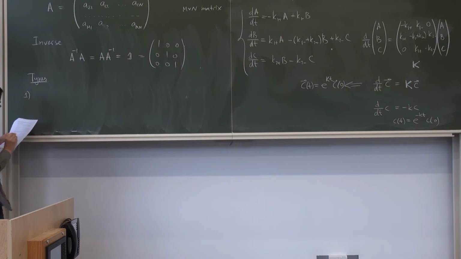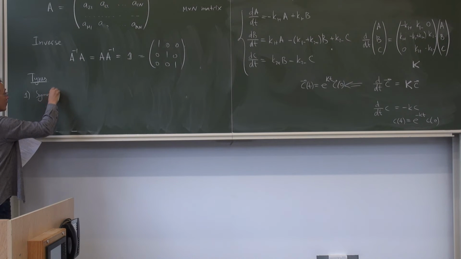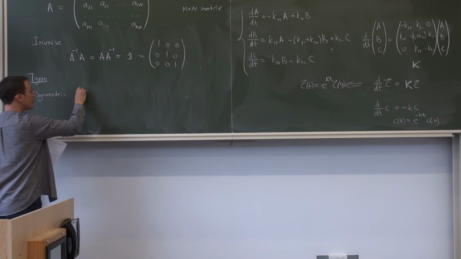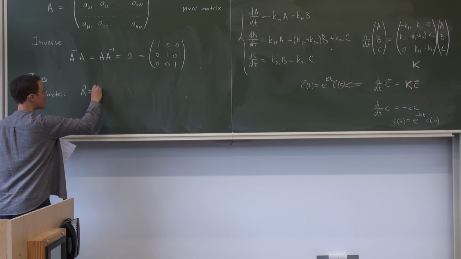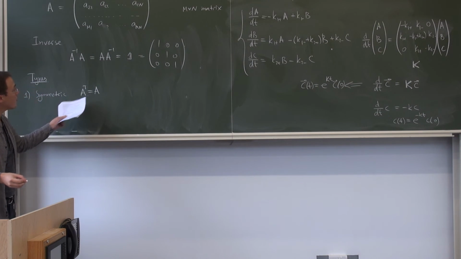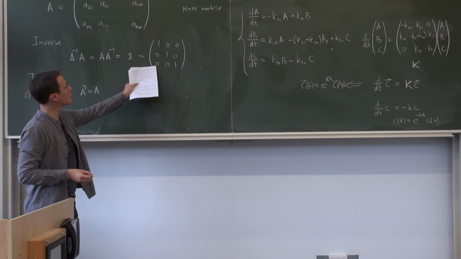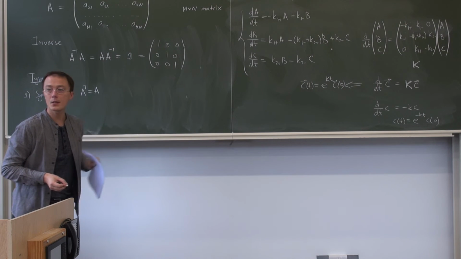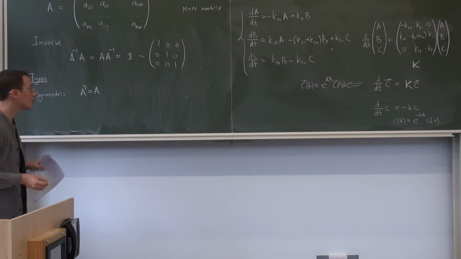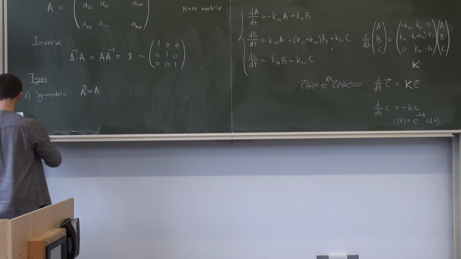Type number one is a symmetric matrix. That's the matrix that doesn't change when you transpose. What that simply means is that the element in this corner is equal to the element in that corner, and when you swap them around, the matrix doesn't change.